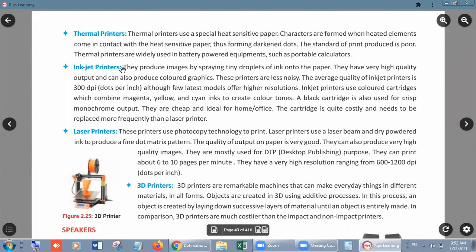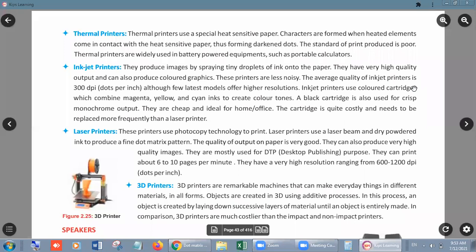Next is inkjet printer. They are much better printer than thermal printer. They produce image by spraying tiny droplets of ink onto the paper. They give very high quality output and can also produce colored graphics. Look, students, when you spray something on any paper, then you can see the ink spray creates some image. If you spray them in a very perfect manner, you can draw anything. Many painters use this technique also.